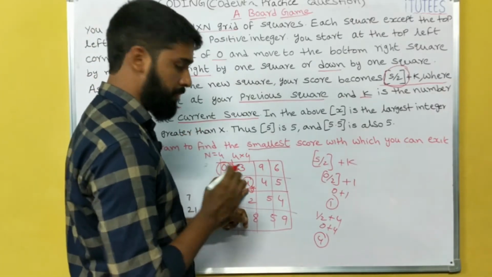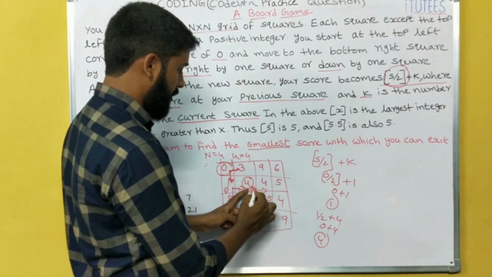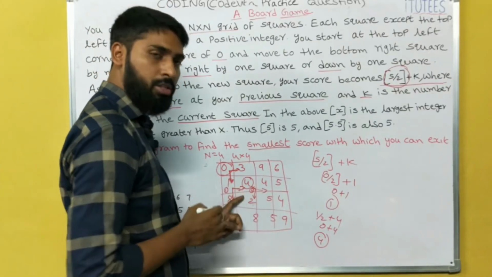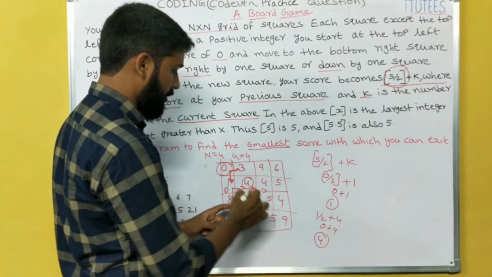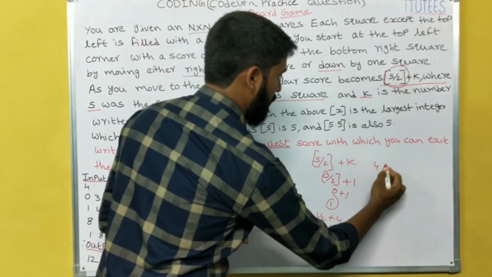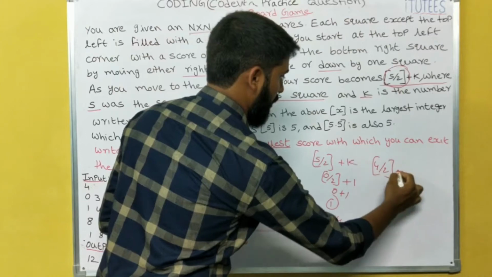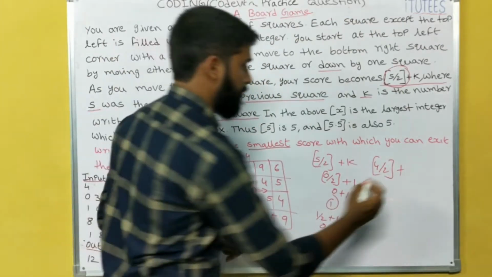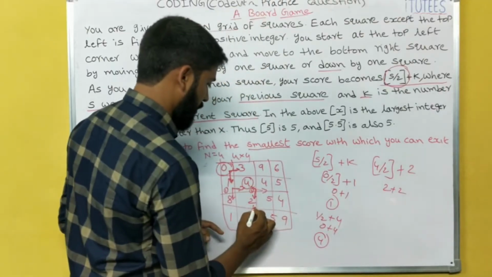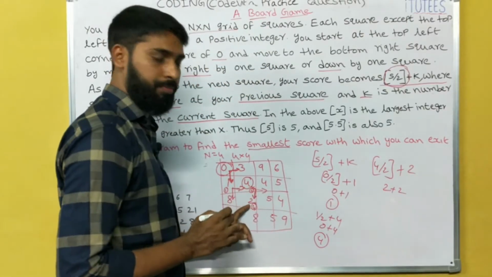Now I am here. Now I can move. This is the right, this is the down. In these two values, 2 is smaller. So I can move like this. 2. So what is the previous value? 4 by 2 plus, what is the k value? 2. So 4 by 2 means 2. 2 plus 2, 4. Here my score is 4.